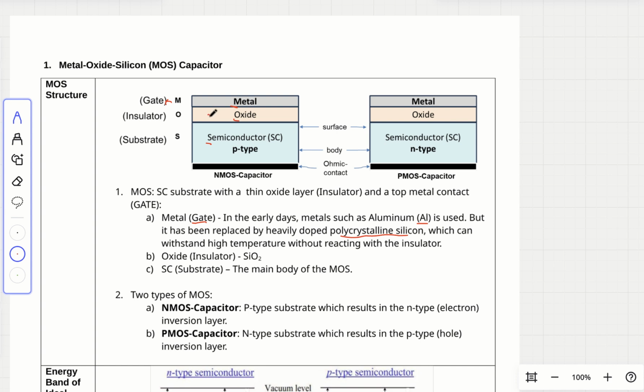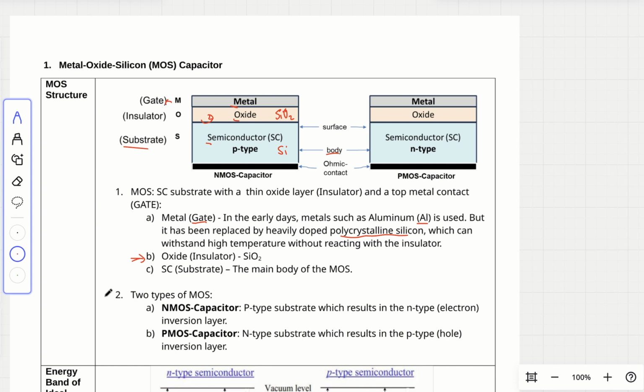And then second, the oxide layer, we can see here the oxide layer is the insulating layer, and it's made of insulators like silicon dioxide. Then third, the semiconductor is the substrate of the MOS capacitor. Okay, the main body or the substrate of the MOS capacitor, and it's made of semiconductors like silicon.